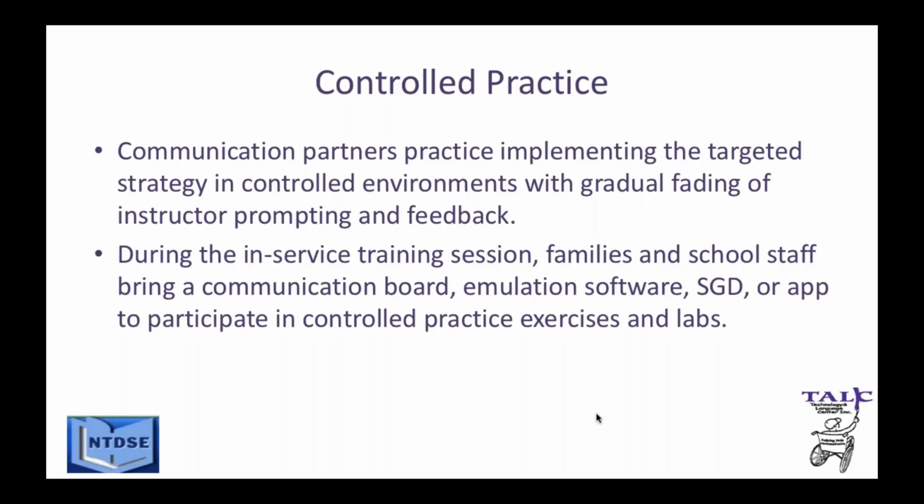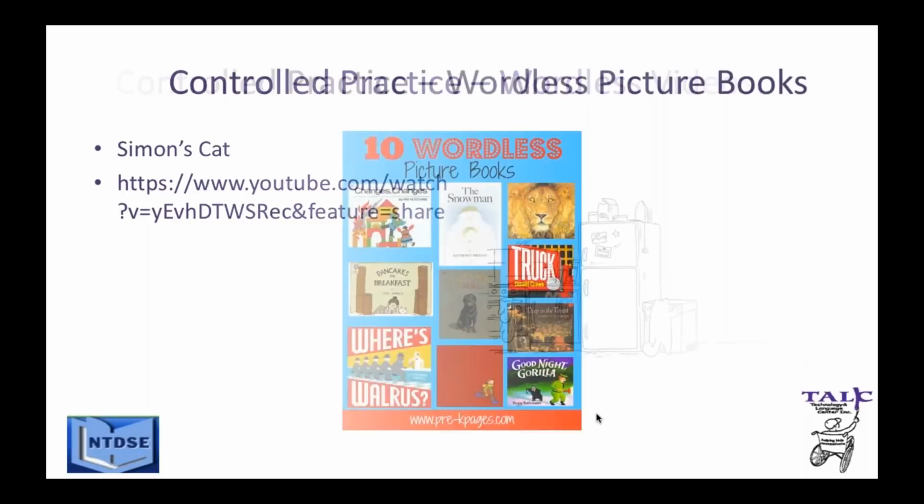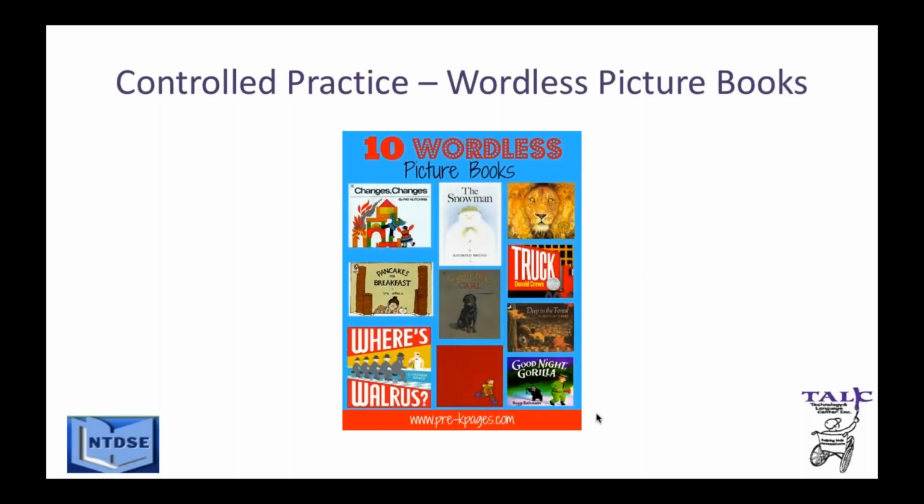I mean, this can actually take over an hour to really just spend time with hands-on practice modeling on a communication device. And there are other ways that we have to help people perform controlled practice. We use fun activities like wordless videos. We have people model along with Simon's cat. There's a link here for those of you who aren't familiar. They're really charming videos that have great opportunities for modeling language. Another controlled practice activity that we use are those wordless picture books. Great opportunity to get them practice modeling the device based on what's going on in the story.